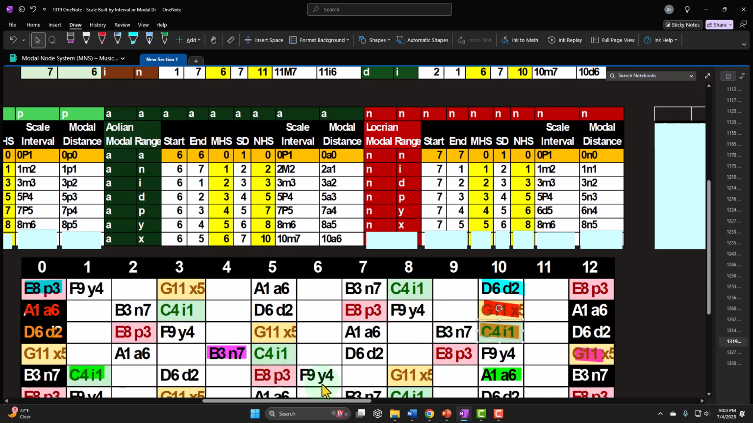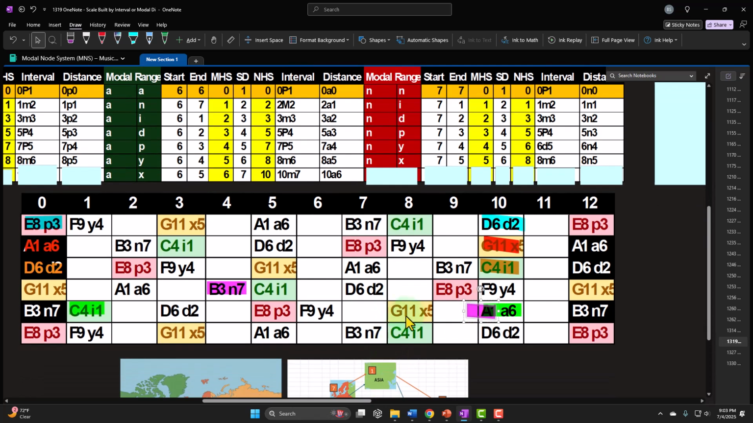Locrian, 1, 2, 3, 4, 5, which would be down here, but now it's going to go up to here, let's say. And then the Ionian, 1, 2, 3, 4, 5, 6 here, and we can put this one here. All right, so 6 modal half steps away are 7 scale degrees.